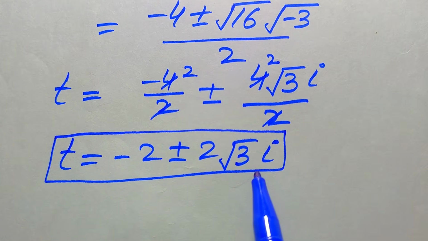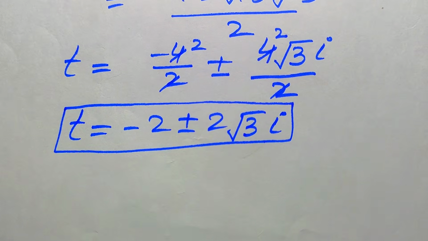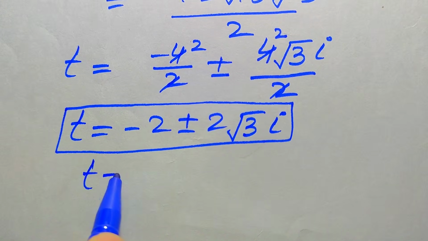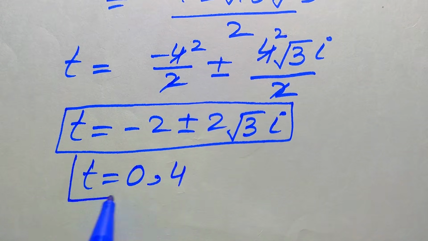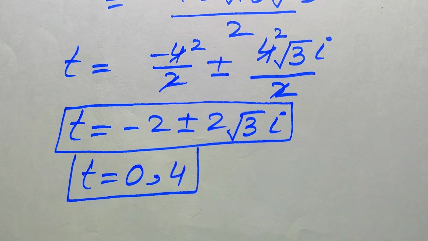And finally we obtain here that there are 4 roots of the given equation, in which two roots are real roots, where t equals 0 and t equals 4 are the two real roots, and these are the two complex roots of the given equation.